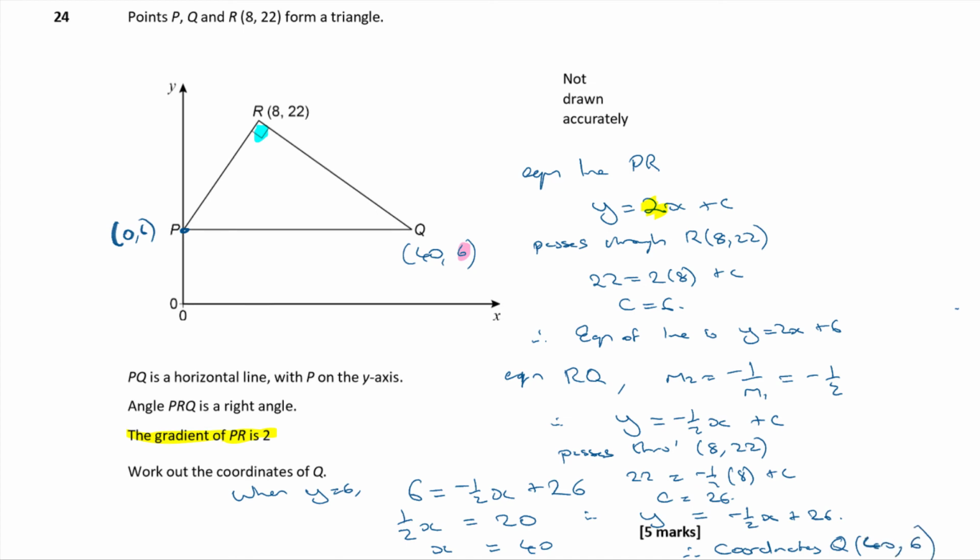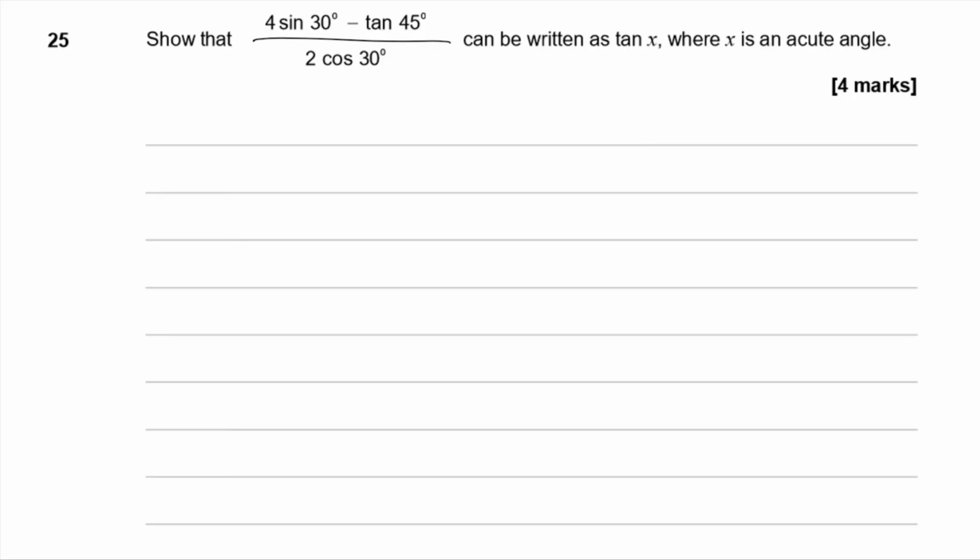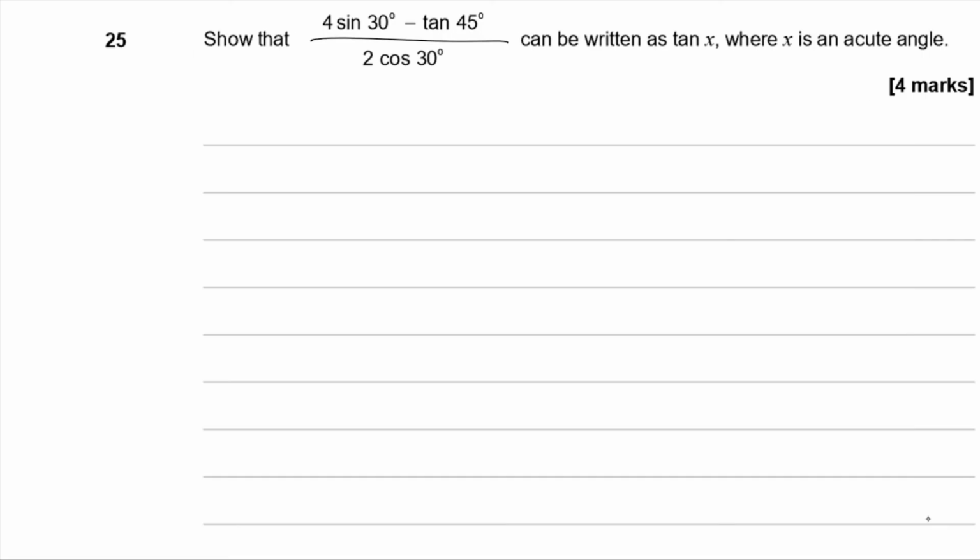Okay, question 25. Show that (4 sin 30 minus tan 45) all divided by 2 cos 30 can be written as tan x, where x is an acute angle. For this question we really need to know our exact values for sine, cos and tan. We need to know the ones for 0, 30, 45, 60 and 90.